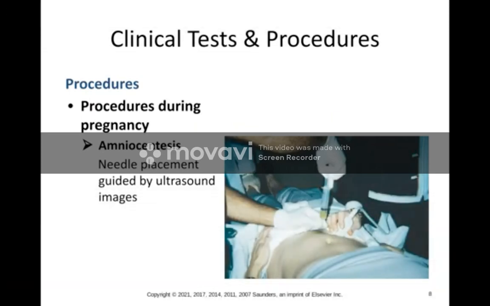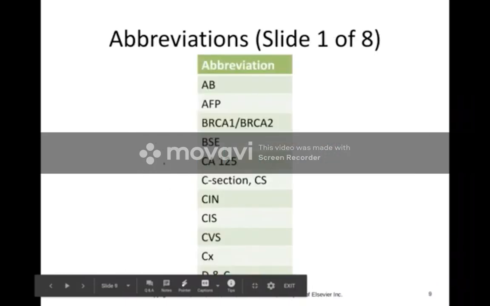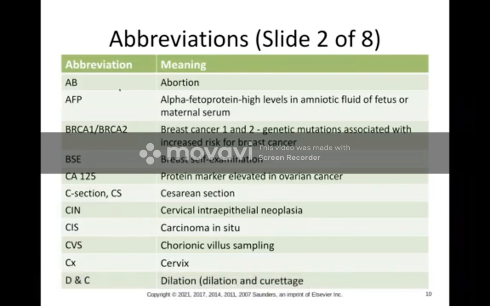Procedures during pregnancy. An amniocentesis is when there's a needle placement guided by ultrasound images into the amniotic fluid. Okay, so let's make sure we know our abbreviations. AB is abortion, AFP is the alpha fetoprotein high levels. BRCA1, BRCA2, these are the breast cancer 1 and 2 genetic mutations that are associated with an increased risk for breast cancer. BSE is the breast self-examination.